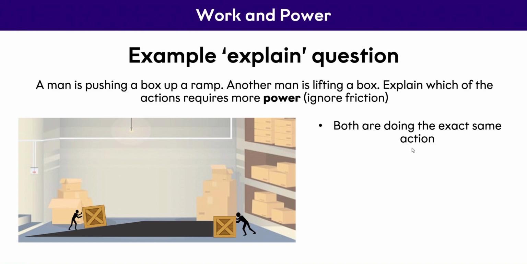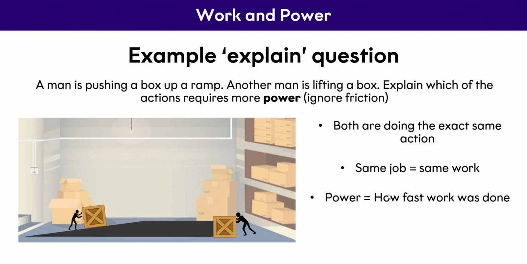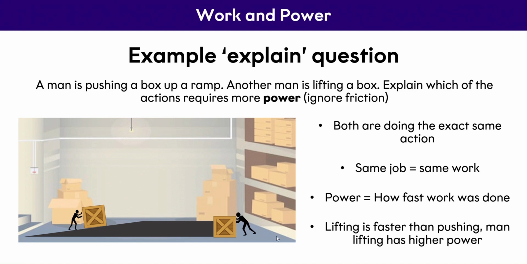So remember from doing this earlier that they're both doing the exact same action, and that's getting the box to the top of the ramp. They're just doing it in two different ways. And we know that if somebody's doing the same job, it's going to take the same amount of energy or the same work. However, power is about how fast the work was done, not just what work was done. And so we could say here that it's quite likely that this person here lifting the box would have done it faster than this person pushing the box all the way up the ramp. And because of this, the power of this person here lifting the box will be higher than the power of the person pushing it all the way up the ramp.